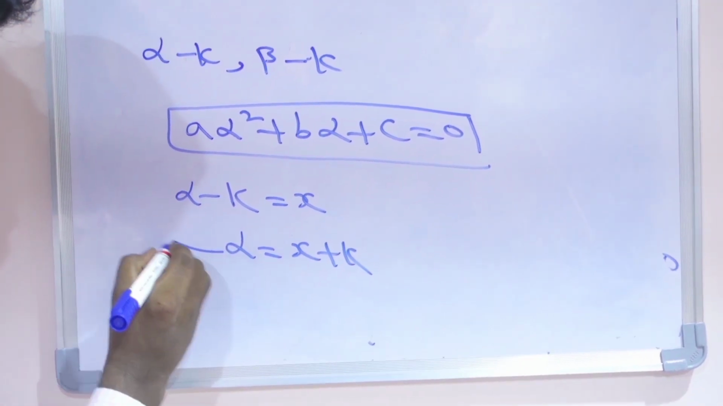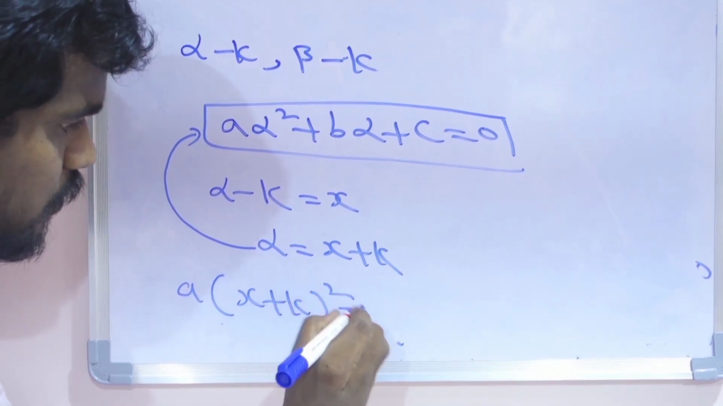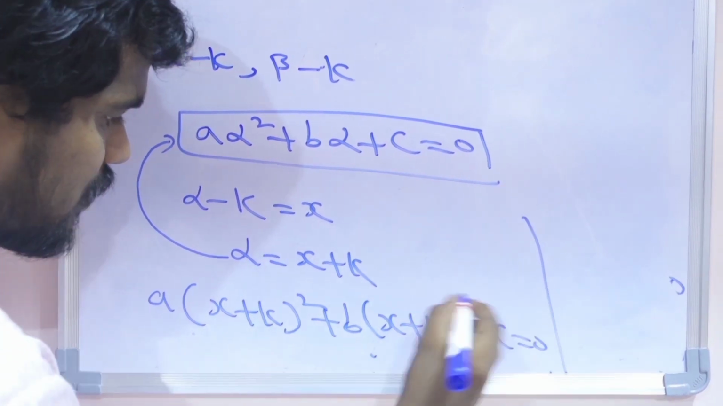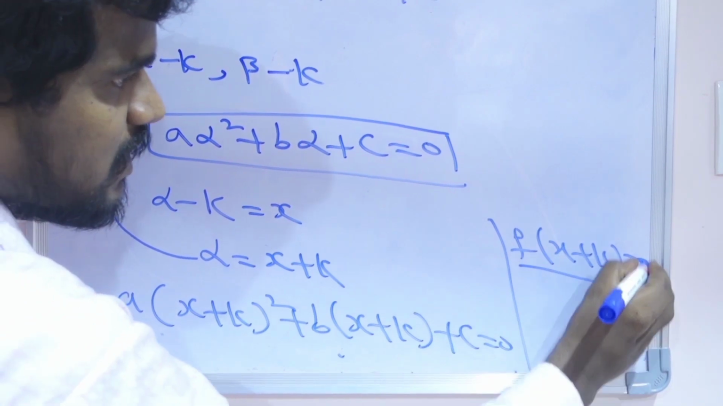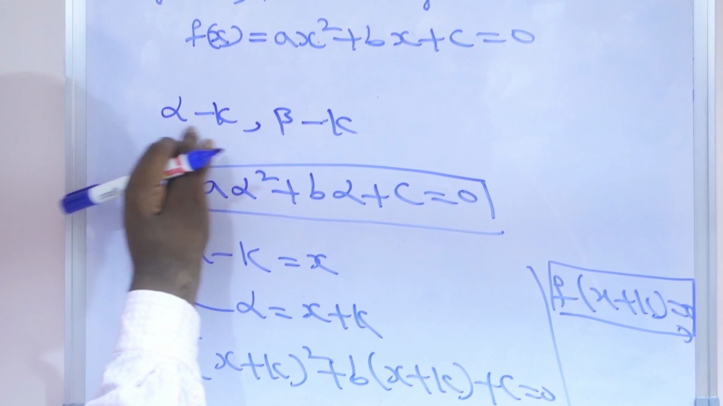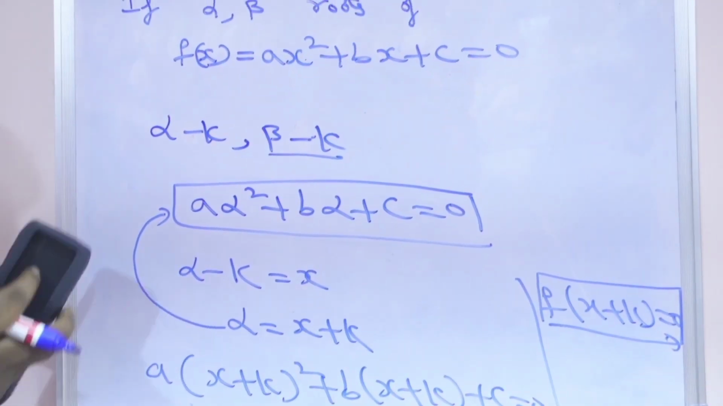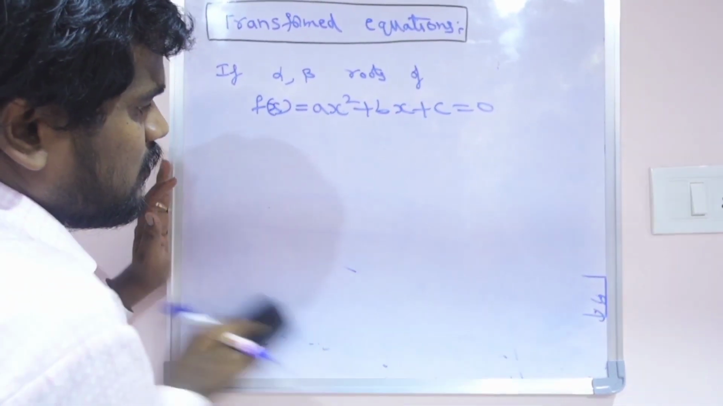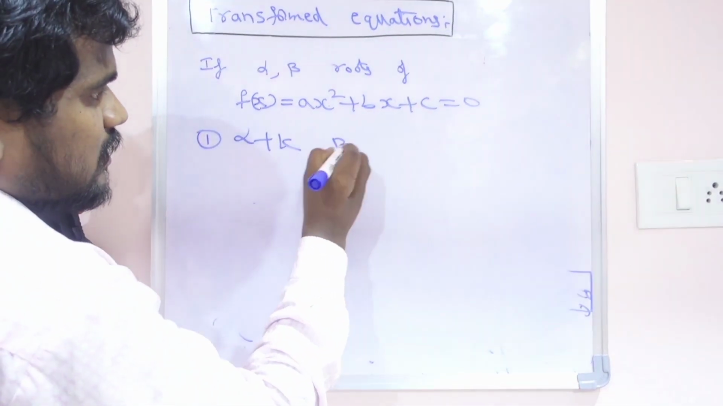Substitute alpha is equal to x plus k in this equation. Then a into (x plus k) whole square plus b into (x plus k) plus c is equal to 0. Now it can be written as f of x plus k is equal to 0. So f of x plus k is equal to 0 is the transformed equation whose roots are alpha minus k and beta minus k. So what we observe here: if roots are increased by k, then the transformed equation is alpha plus k and beta plus k.